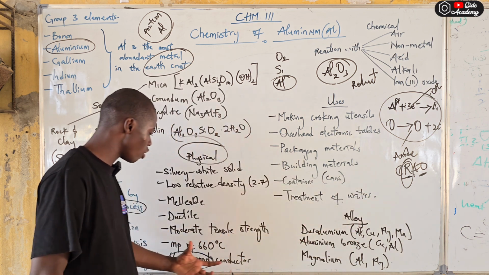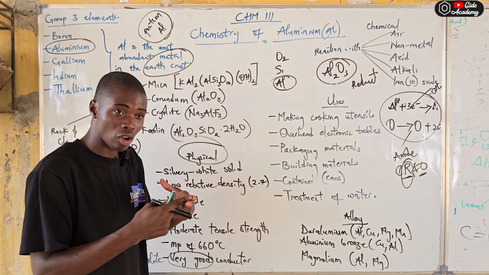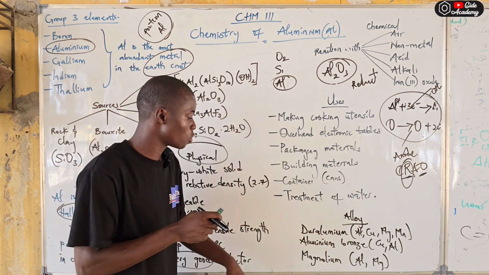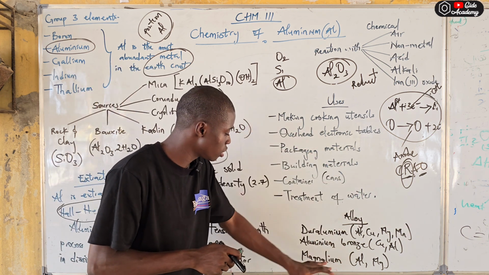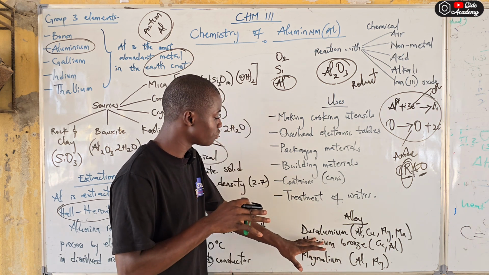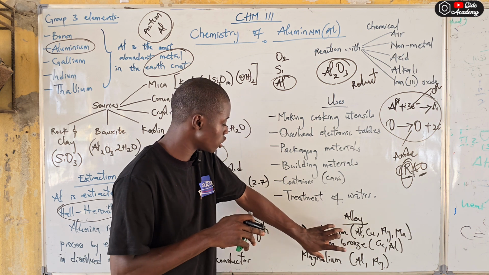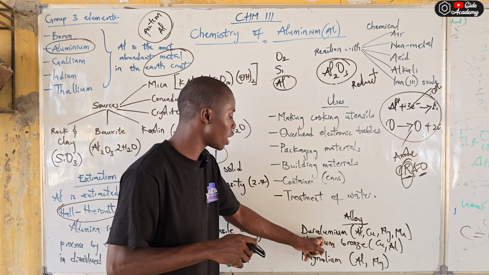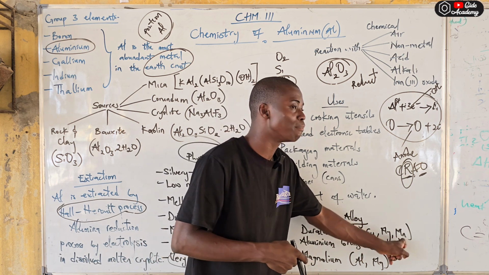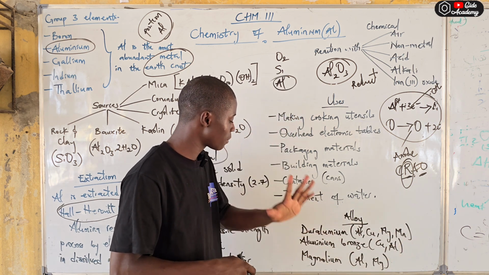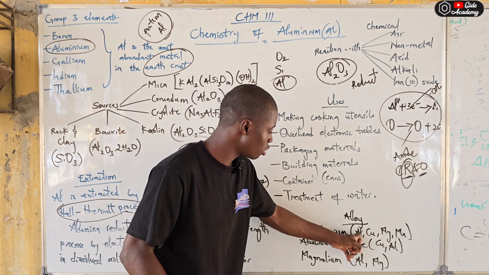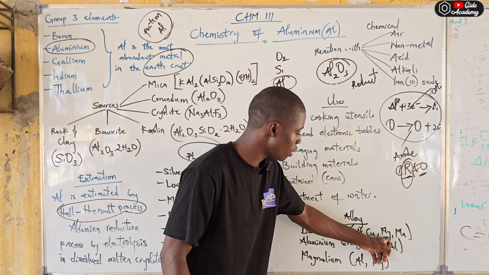For alloys of aluminium, these are other elements that combine with aluminium to form a substance. We have duralumin, aluminium bronze, and magnesium alloys. The question that will come is, which of the following is not a component of duralumin? Duralumin has four components: aluminium, copper, magnesium, and manganese. Four things came together to form duralumin.